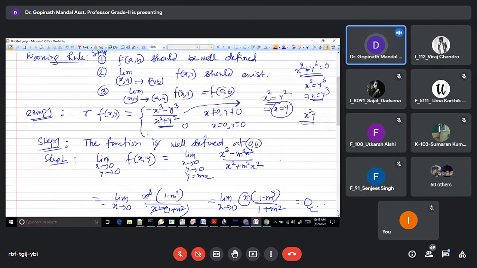No, actually, corresponding to the function, you have to check the limit corresponding to the function.